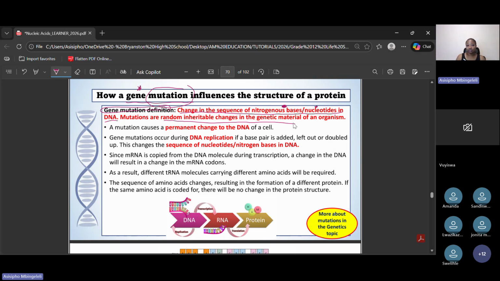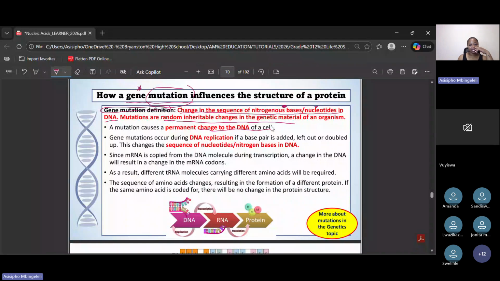Now, a mutation, that change, can cause a permanent change to the DNA of the cell. If there is that permanent change because of mutation, it will change the DNA of the cell, which can ultimately change the proteins that are now formed by that particular cell.